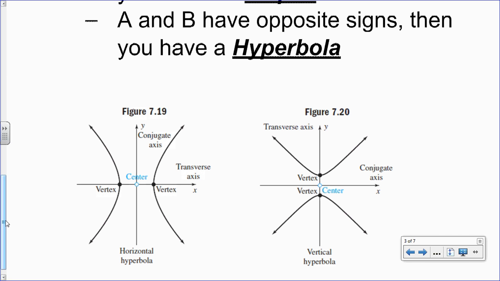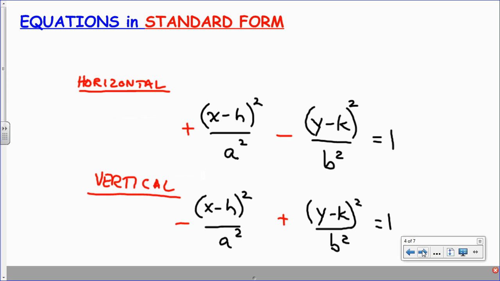Will one of the axes always go through the center of the hyperbola? Yes. And that will always be the transverse. So the transverse could be horizontal or vertical, just depending on the type of hyperbola you have. Okay. So here are the two equations, and you have two different ones because it matters which term is positive. That will tell you the direction of your hyperbola.